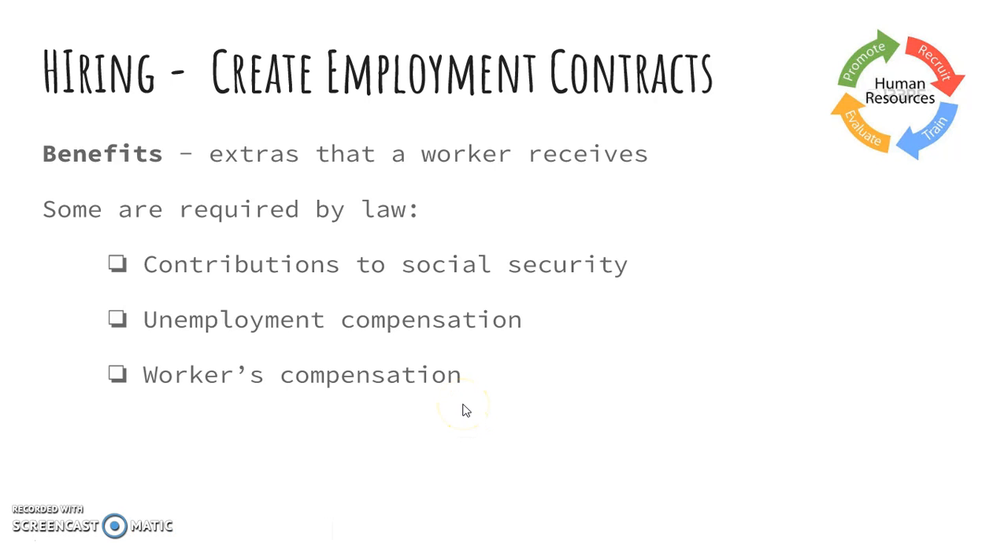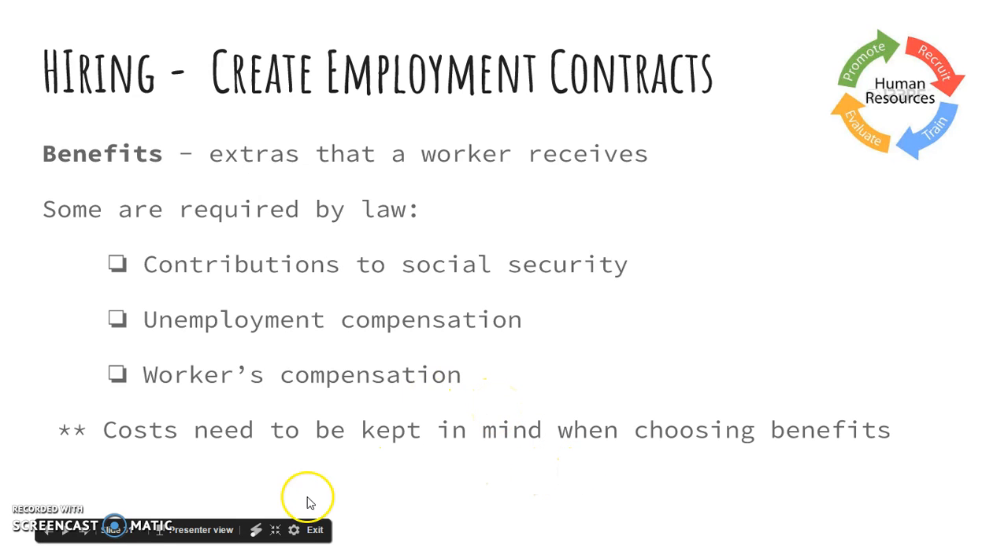Workers' compensation: if you were to get hurt at work and you cannot work, you still have to be able to earn some type of wages. So what is that workers' compensation? Normally it's 80% of your normal wages. Now, these costs need to be kept in mind when choosing benefits, because these are all things that the organization who is hiring the employee is responsible for.